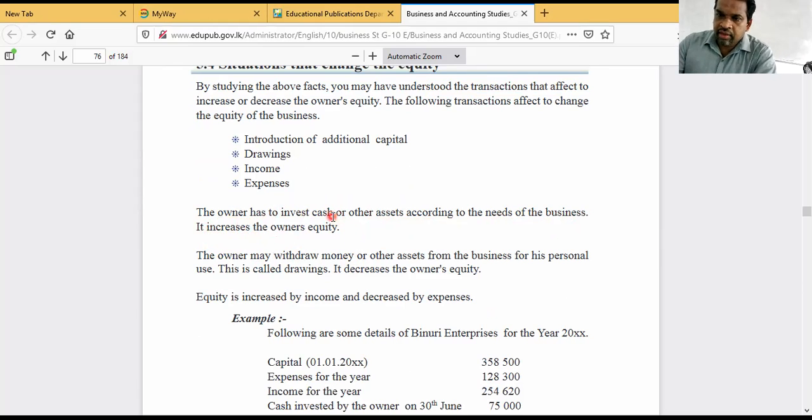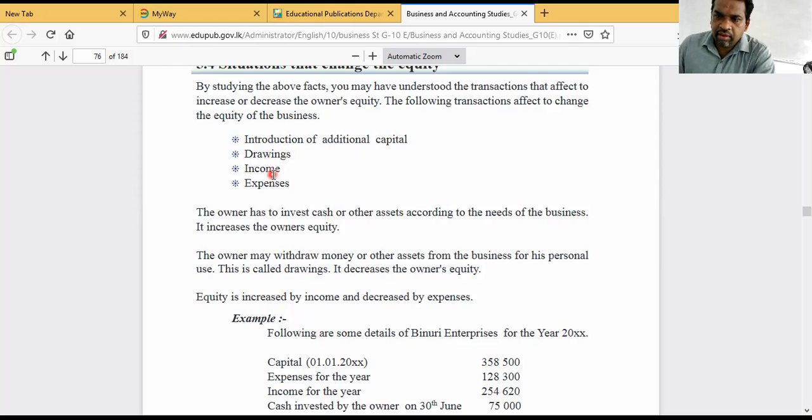That means just after you start a new business, later on you will have to introduce additional capital, either from cash or by another asset. That is called additional capital. Then what is drawings? If the owner has taken goods or cash from the business for their personal matters, then it is called drawings. Because of drawings, there will be decrease in capital. Because of introduction of capital, there will be increase in capital. Because of drawings, there will be decrease in capital.